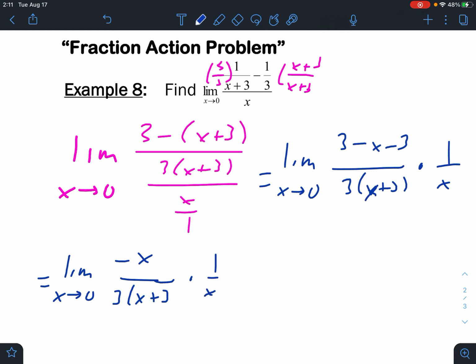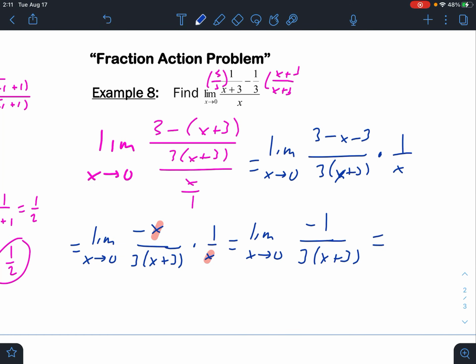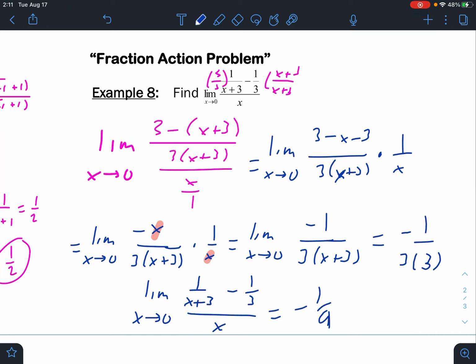Times 1 over x. These x's can now cancel. And I'm left with limit as x approaches 0 of negative 1 over 3 times x plus 3. Now we can put 0 in finally. We get negative 1 over 3 times 3. So our final answer for the limit as x approaches 0 of 1 over x plus 3 minus 1/3 over x will be negative 1/9.